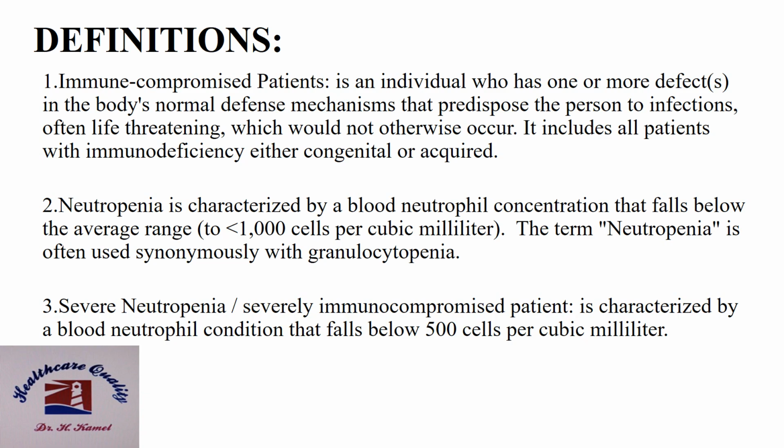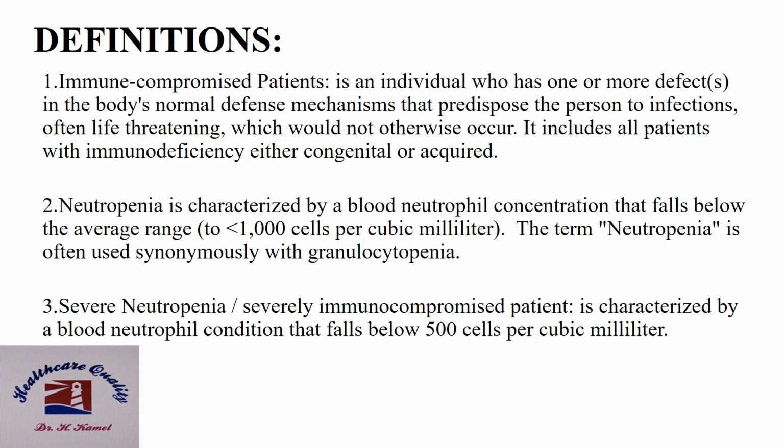Definitions. 1. Immunocompromised patient or immunosuppressed patient is an individual who has one or more defects in the body's normal defense mechanism that predispose the person to infections, often life-threatening, which would not otherwise occur. It includes all patients with immunodeficiency, either congenital or acquired.